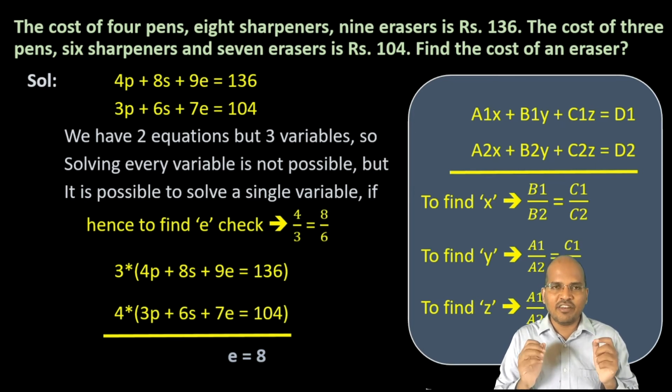So this is a case where we can find the value of a variable though the number of variables are less than the number of equations. Is it fine? So going ahead.